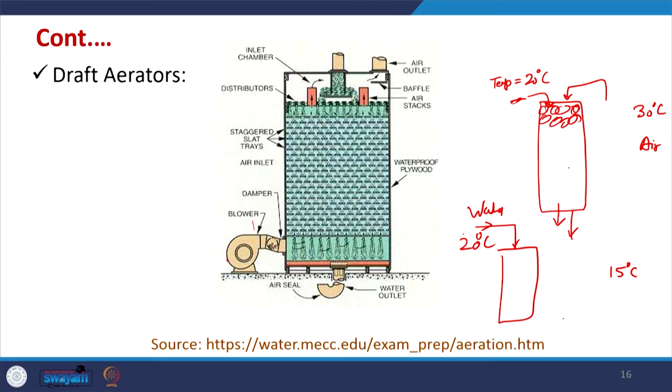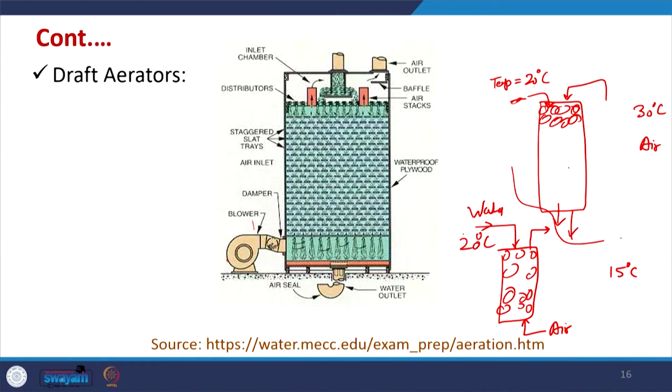Now, when this air gets in contact with the water, its temperature is going to increase. That means it will become less dense. So under that condition, air will go from this side and come out from here, because its temperature is slowly increasing while moving through the bed. These are called induced draft aerators. The air flow is natural.